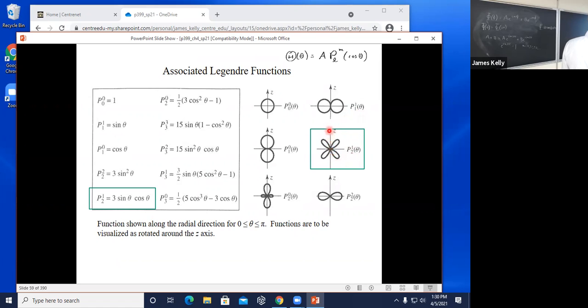So we're saying at theta equals 0, this function has value 0 because you don't have to go out at all. Then it gets big at pi over 4, and then gets small again at pi over 2, and big at 3 pi over 4, and then 0 again at pi.